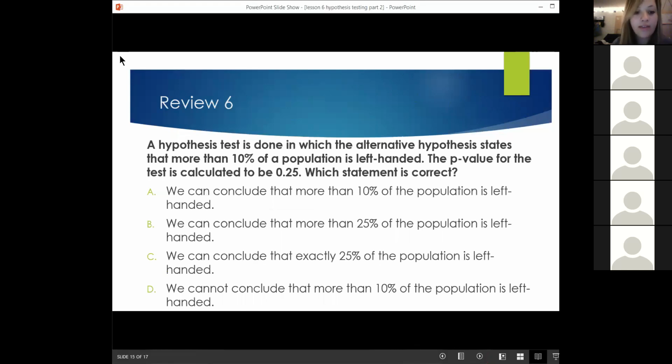So, a hypothesis test is done in which the alternative hypothesis states that more than 10% of a population is left-handed. The p-value for the test is calculated to be 0.25. Which statement is correct? So read through these. Let me know what you think.